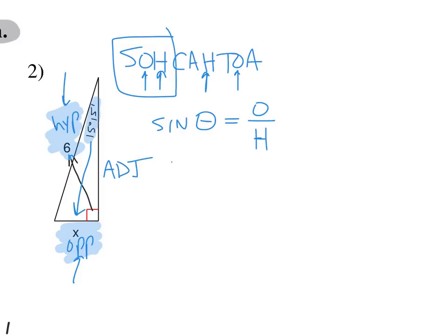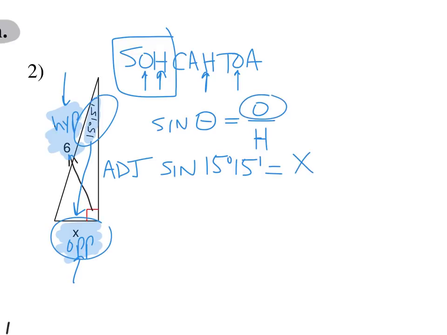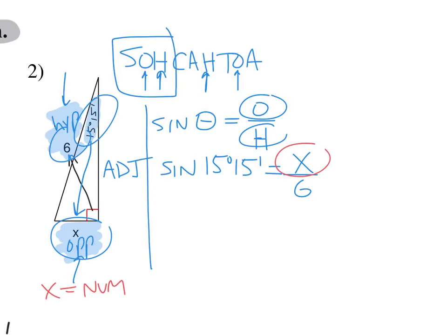We substitute in the sine of theta, the sine of the angle. The angle is 15 degrees, 15 minutes. So we have the sine of 15 degrees, 15 minutes. That equals the opposite, which is x, over the hypotenuse, which is 6. So now we're going to go about solving, and since x is in the numerator spot, we're going to go about cross-multiplying. So we're going to have 1 times x, so that's x. That equals 6 times the sine of 15 degrees, 15 minutes.